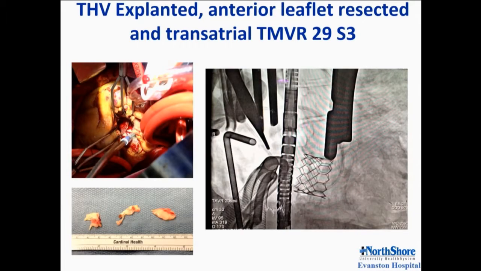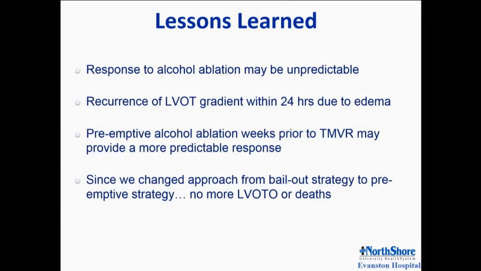So we had to bring the patient back, remove the transcatheter valve, resect the anterior leaflet, and do a transatrial TMVR, and then there was no gradient after that. But I think that was a game-changing event. We learned a lot. We learned that the response to alcohol septal ablation may be unpredictable.